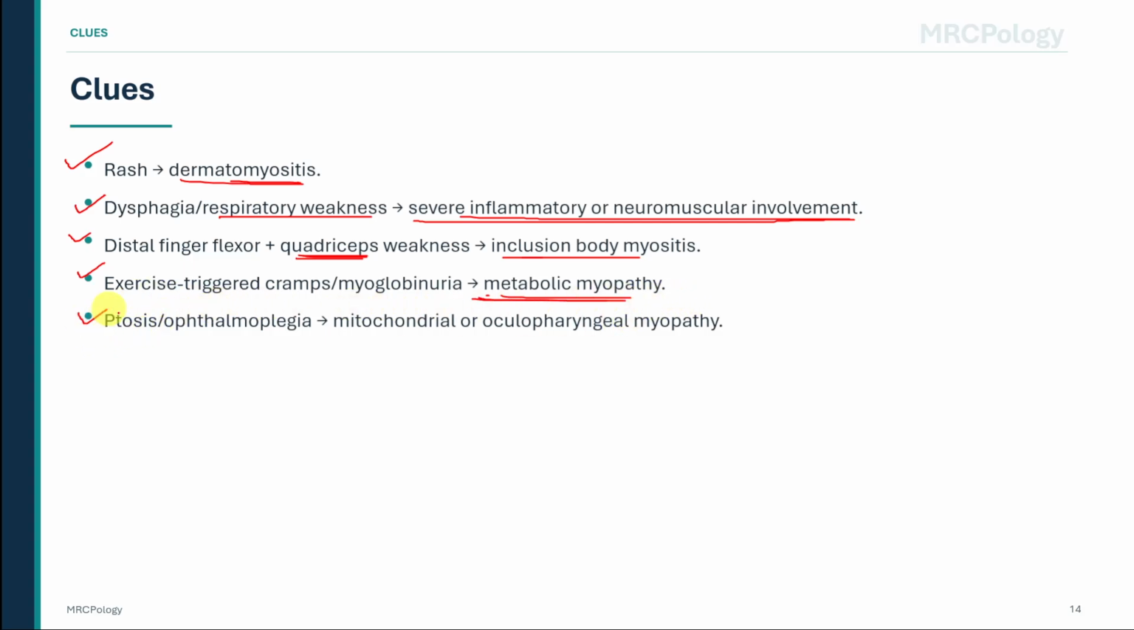Ptosis and ophthalmoplegia raise the possibility of mitochondrial or oculopharyngeal muscle disease. However, they can also occur in neuromuscular junction disorders. Look for fatigability and fluctuation, which support a neuromuscular junction disorder, and for multi-system features, which may support mitochondrial disease.